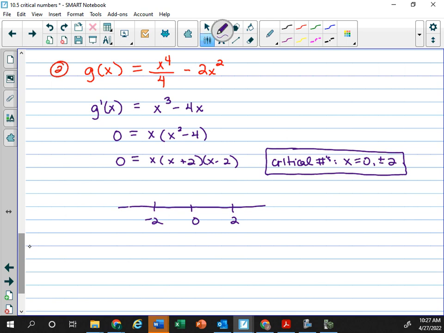For the min, do you have to put both of them in and do the lower one? No, they are both relative mins. So there are just two? Mm-hmm. Yep. Two relative mins.